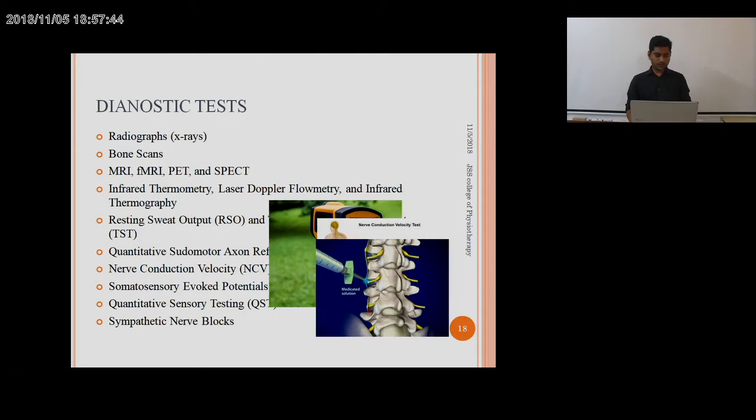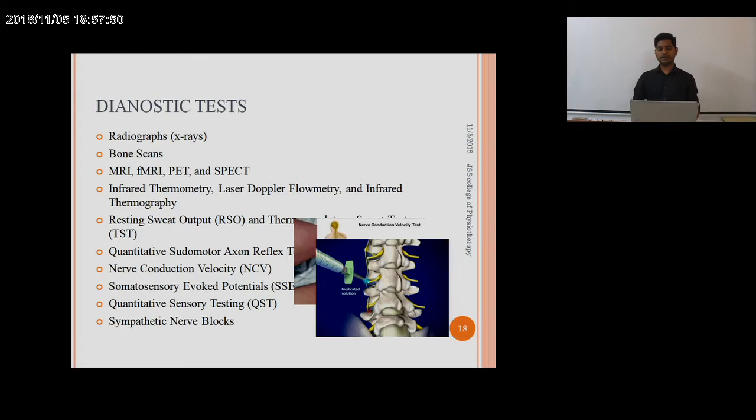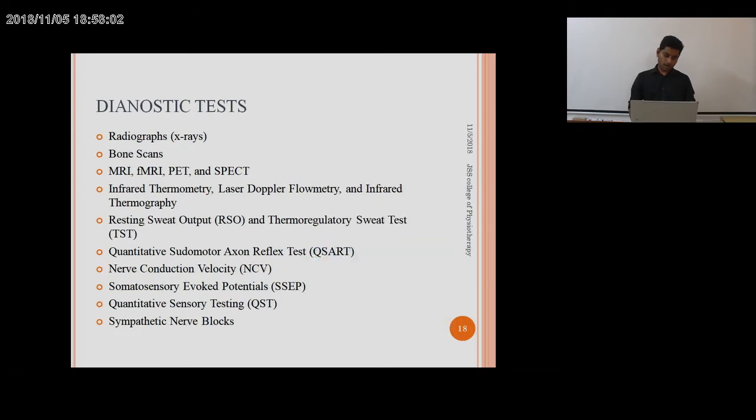And resting sweat output means people will be seated in a normal area, and you are going to see whether they are sweating profusely or normally. Now conduction velocity is used to see the nerve afferent as well as efferent activity. And somatosensory evoked potentials, quantitative sensory testing, and sympathetic nerve blocks can be given to your patient to find out whether he has CRPS 1 or 2.